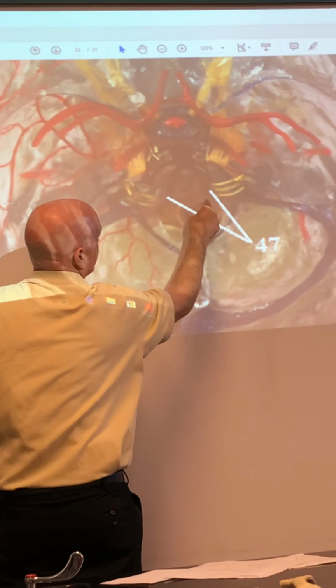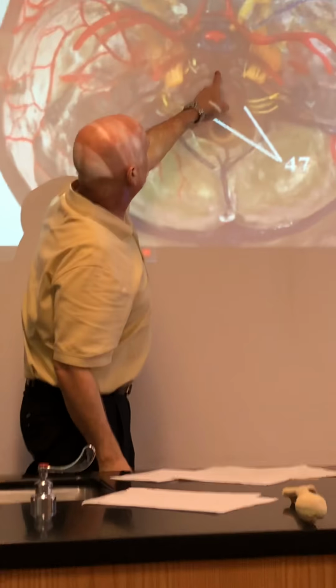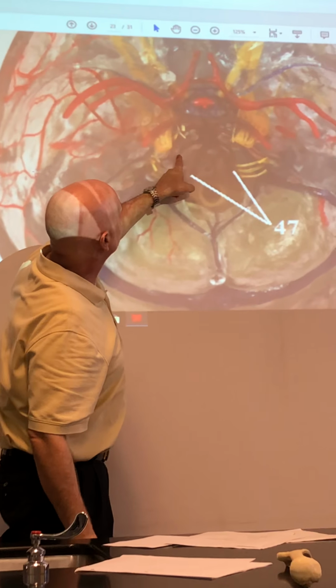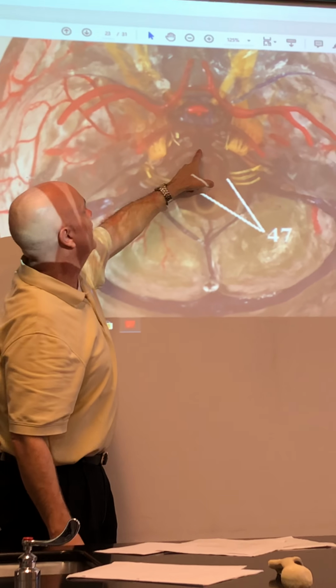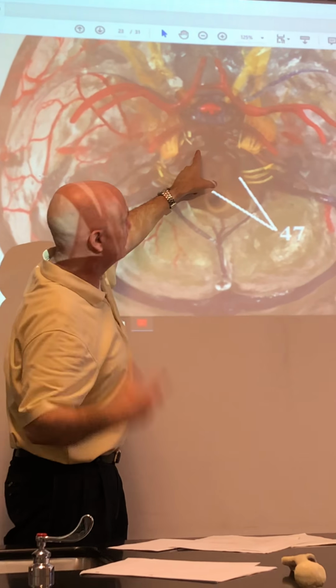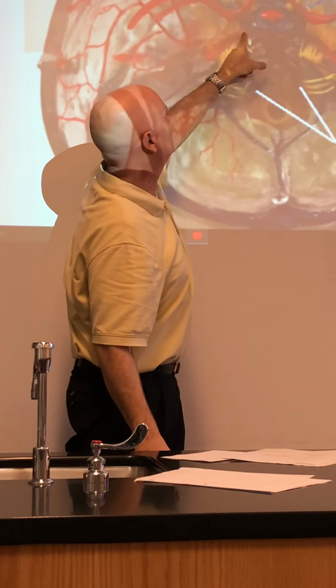The vertebral artery is coming down here. What's this one in the middle again? Anterior spinal. So then we got the basilar. Here's the anterior inferior cerebellar, superior cerebellar, posterior cerebral.